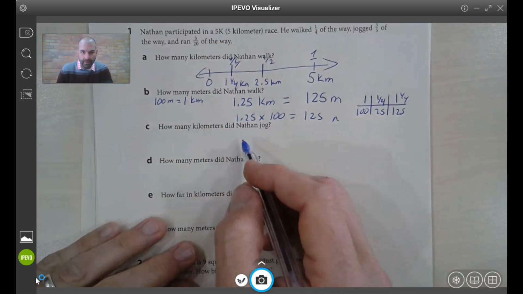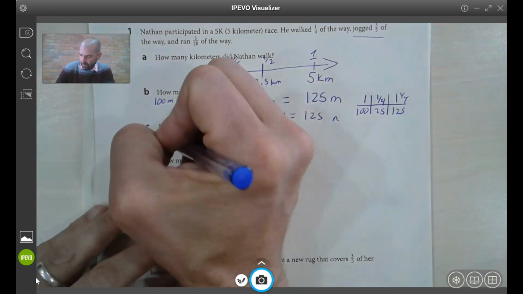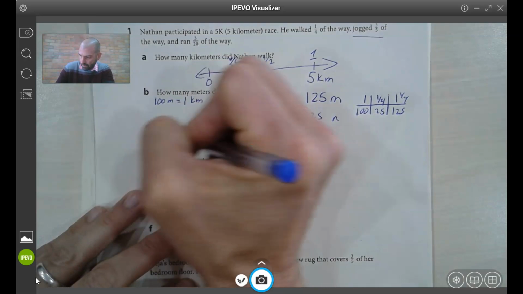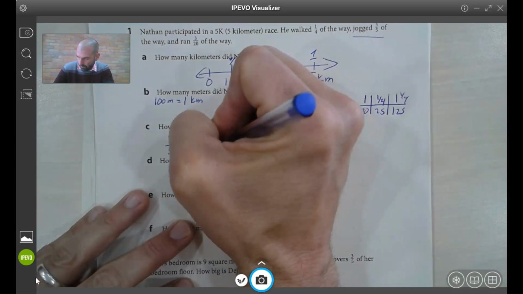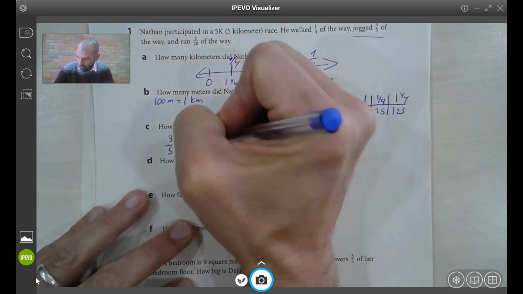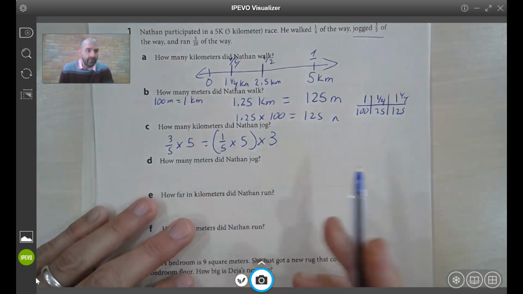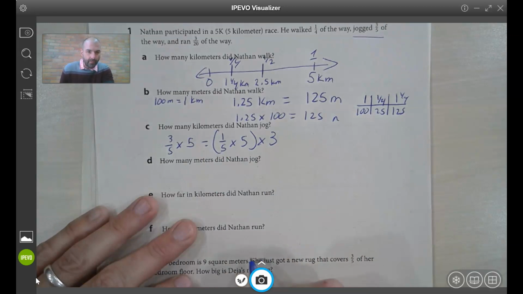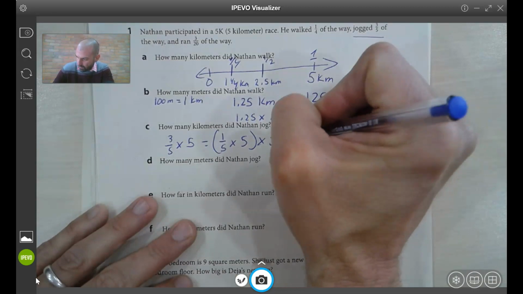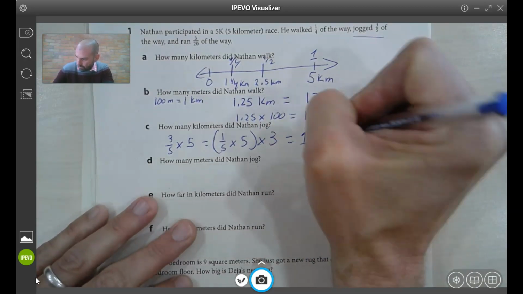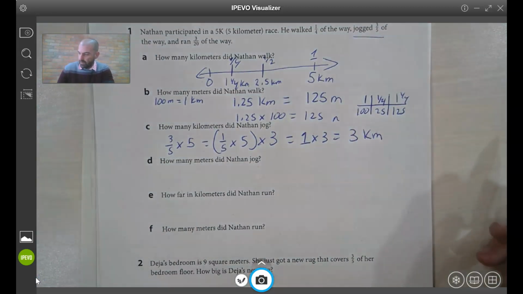How many kilometers did Nathan jog? So he jogged 3/5 of 5. That's going to be really helpful because I can make this 1/5 of 5 times 3, because 3/5 is really 1/5 plus 1/5 plus 1/5, which is 3 times 1/5. And 1/5 of 5 should be pretty straightforward. 1/5 of 5 is the same thing as 1. And I'm going to multiply that 3 times, so I have 3 kilometers. So Nathan jogged 3 kilometers.